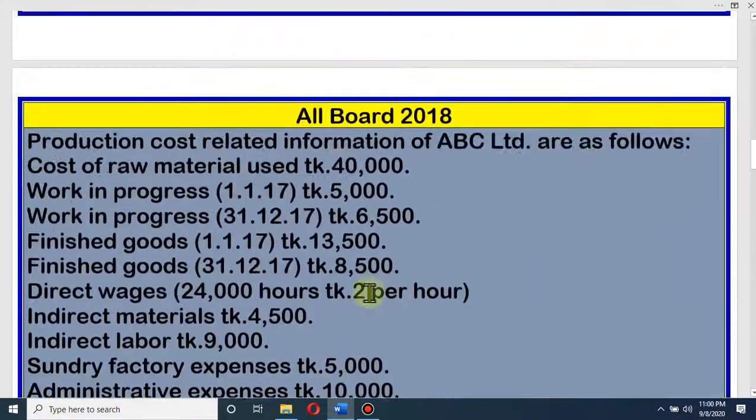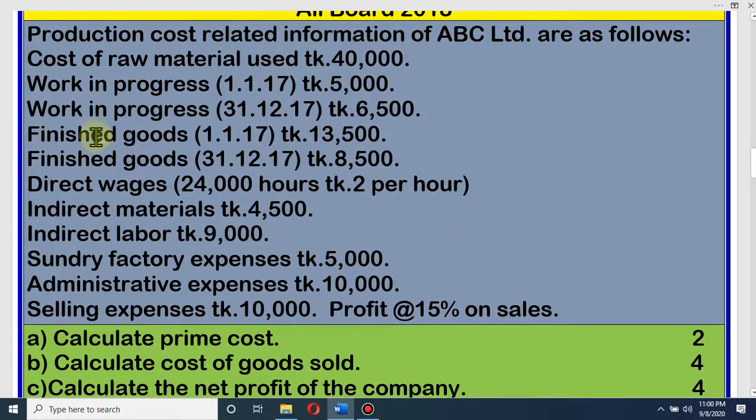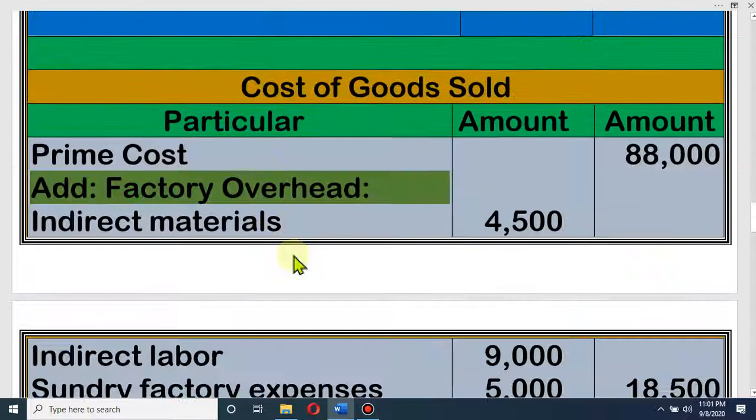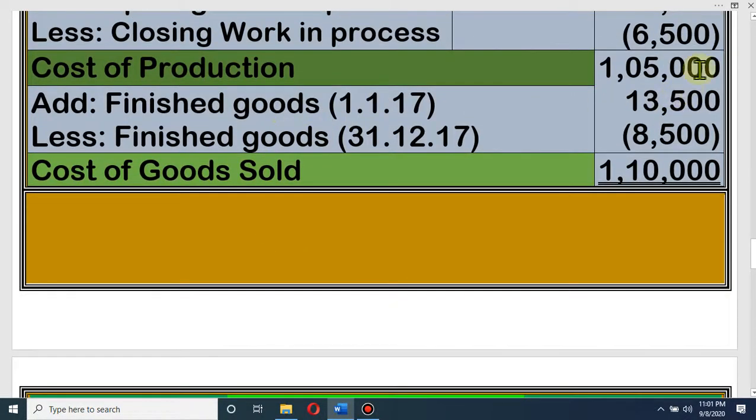Let's come to the question, dear student. Look at it is given here finished goods opening it is 13,500, finished goods closing it is 8,500. How we understand closing and opening? Look at date. It is opening date 1/1/17, it is closing date 31st December 2017. So opening we have to add and closing we have to subtract. Dear student, look at cost of production 1,05,000, and with that we have to add opening one and we have to subtract closing one, then it is 1,10,000. This is cost of goods sold. I hope, dear student, all of you understand how we can find out the cost of goods sold.